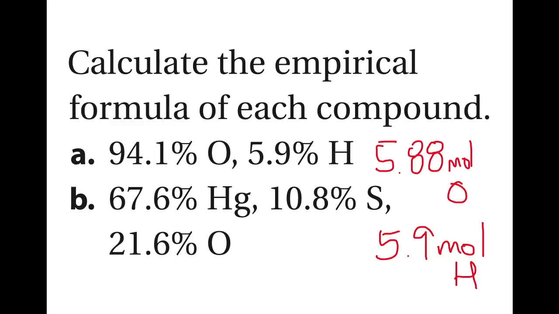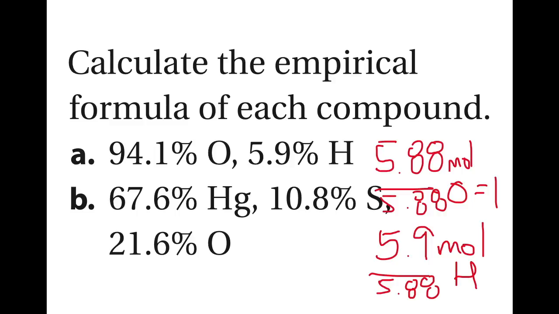So I'm going to look at the 2 moles that I have. I have 5.88 here and 5.9 here. The smallest one I have is 5.88. So I'm going to use that to divide the 2 moles that I have so that I can get at least one of them to be a whole number. So I'm going to go 5.88 divided by 5.88. That should give me 1.